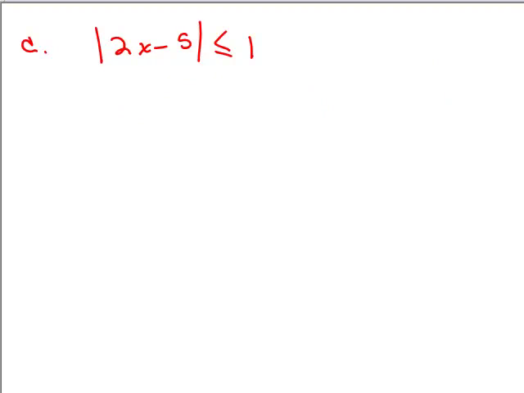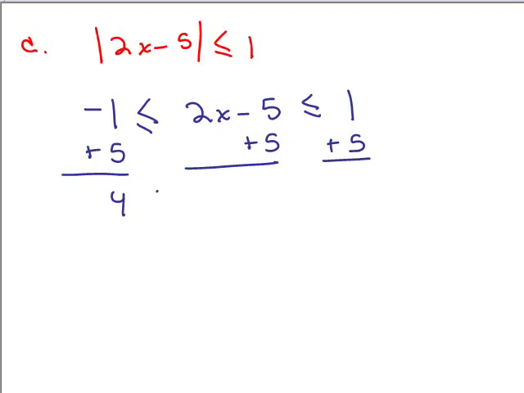Absolute value of 2x minus 5 is less than or equal to 1. Now this is going to be more formulaic. We're saying the absolute value is less than or equal to 1, so remember that gets scrunched between negative 1 and positive 1. So negative 1 is less than or equal to what's in the absolute value, and that's less than or equal to 1. When you have an absolute value less than a number greater than 0, it gets scrunched between those two numbers. Now we just solve this the way we have been doing with other inequalities.